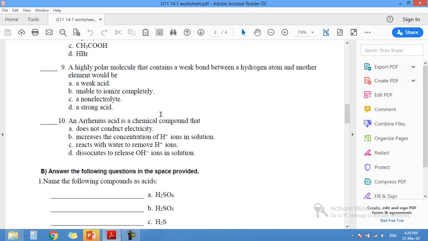So now the last but not least, 10. An Arrhenius acid is a chemical compound that: A, does not conduct electricity; B, increases the concentration of H positive ions in a solution; C, reacts with water to remove H positive ions; D, dissociates to release OH ions in a solution. Your answer? Yes, it increases the concentration of H positive ions in a solution.